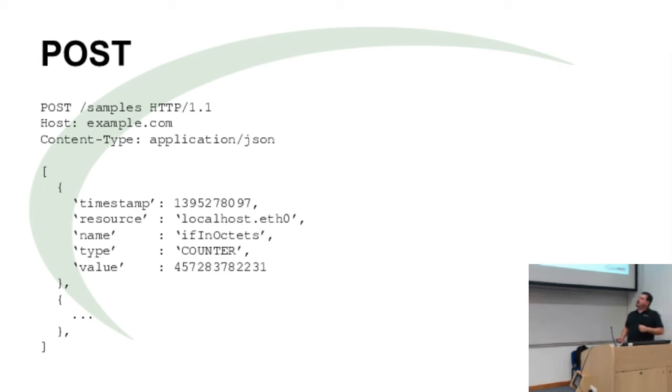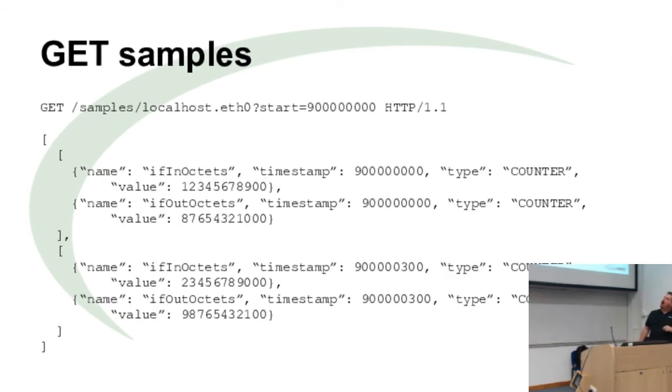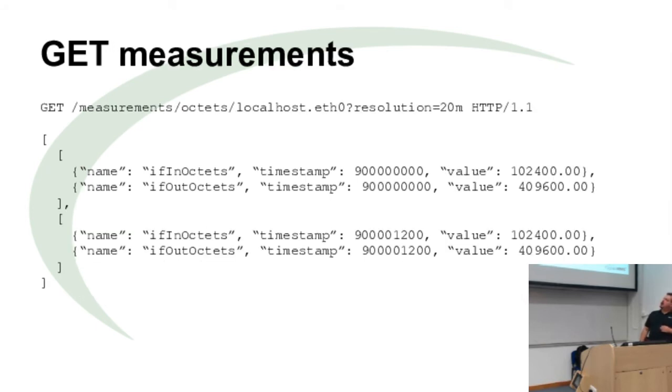Getting back to the REST interface, writing data is a simple matter of posting the collection of those sample representations I talked about. You can get any of those samples back out with a start and an end, and they come out exactly as you put them in. I mean, it is possible to store samples out of order, and you'll get them back in order. But other than that, you get them out the way you put them in.